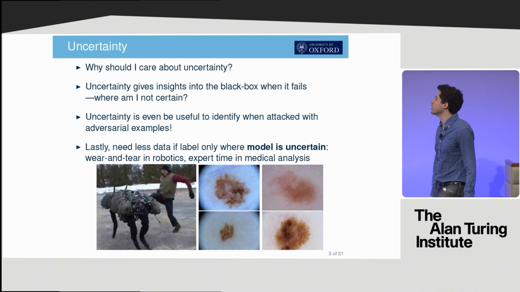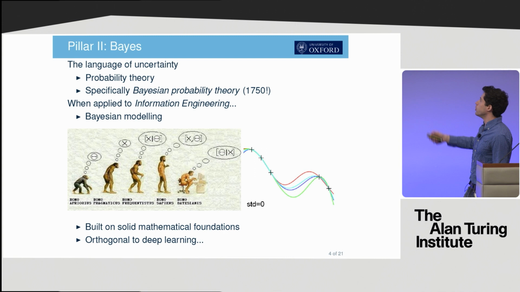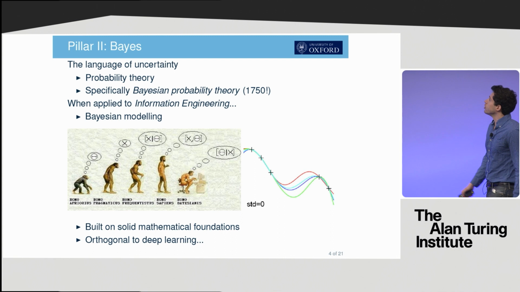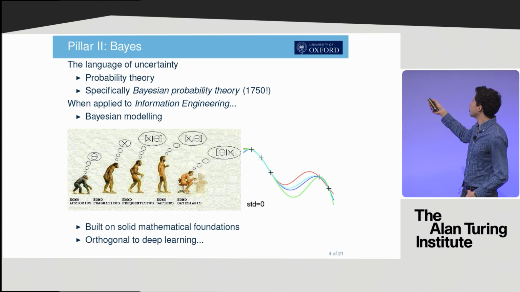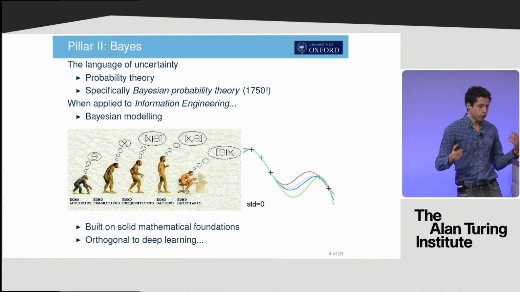How do we formalize uncertainty? The language of uncertainty is probability theory. Specifically, I often talk about Bayesian probability theory, which has its origins in the 1750s. When we apply this to information engineering, we get what we call Bayesian modeling, where instead of just trying to find a single function, we try to find all the possible functions that fit our data. This is built on solid mathematical foundations and often perceived as orthogonal to deep learning.